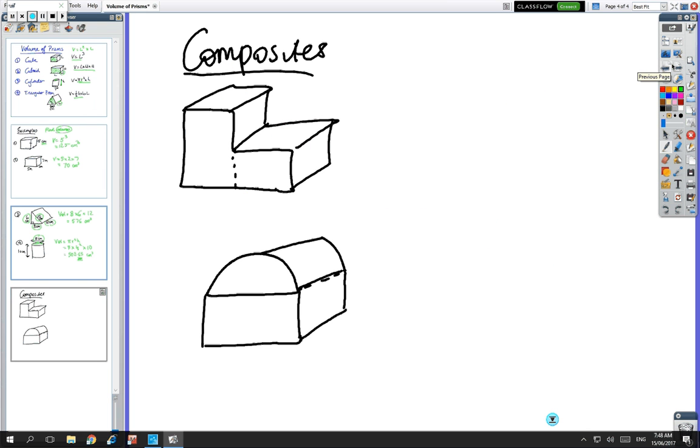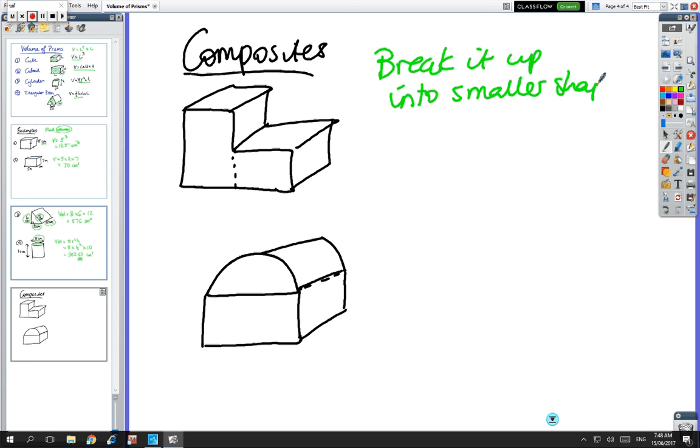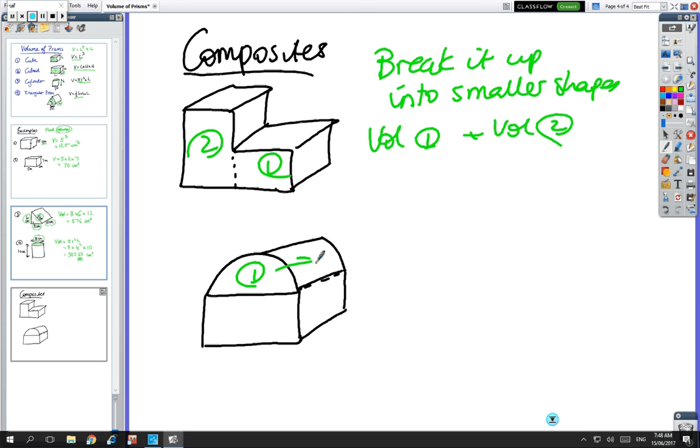Okay, so when you have composite shapes in volumes, you just break it up into smaller shapes. And you don't have to worry about hidden shapes like in surface area. So you've got one shape here, you've got one shape here, so it's volume 1 plus volume 2. In this one here, you've got half of a cylinder, and you've got a rectangular prism. Again, you don't have to worry about hidden shapes because you're not painting it, you find the volume, so it's just volume 1 plus volume 2.